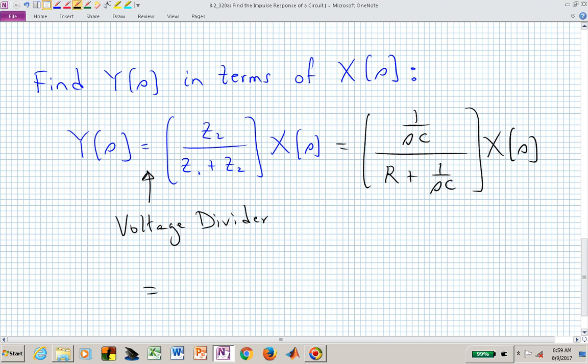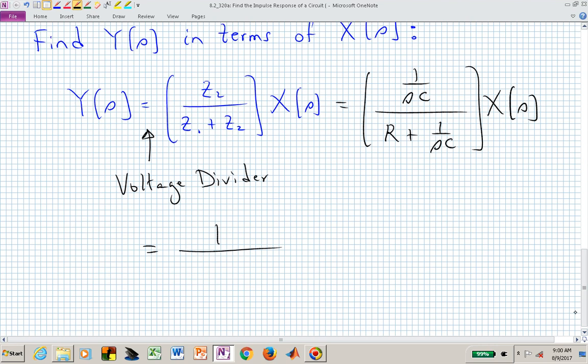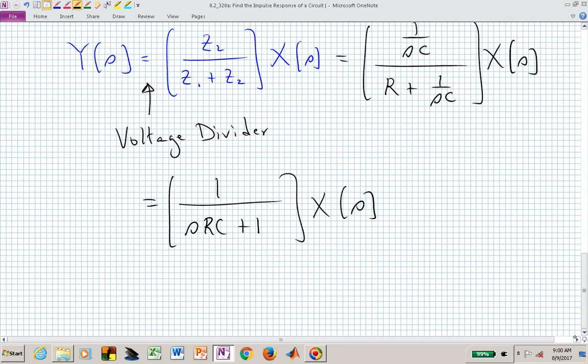Those will cancel, or we could think of multiplying both the numerator and denominator in this black boxed expression by 1, where 1 is now SC over SC. However you want to think about that, but now we can see that we have 1 over SRC plus 1. That now is what is scaling our input waveform, capital X of S, and this particular boxed quantity is the transfer function that we were looking for.